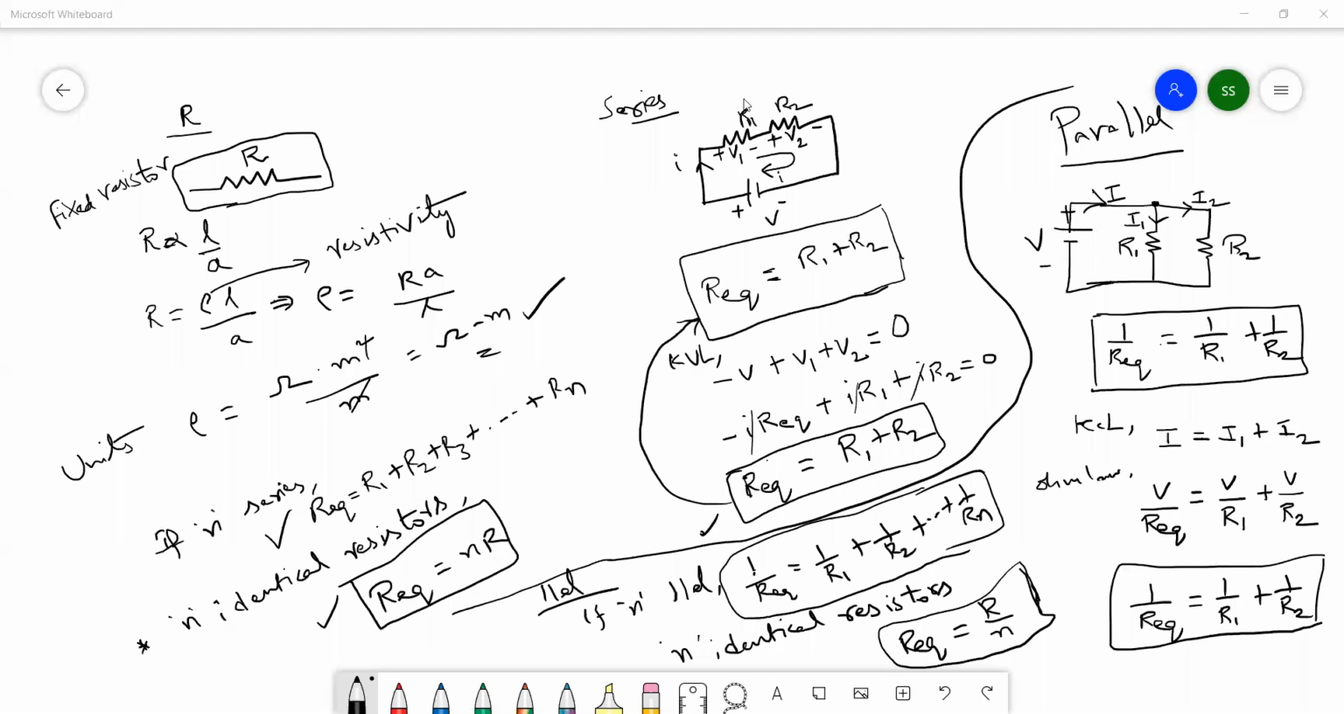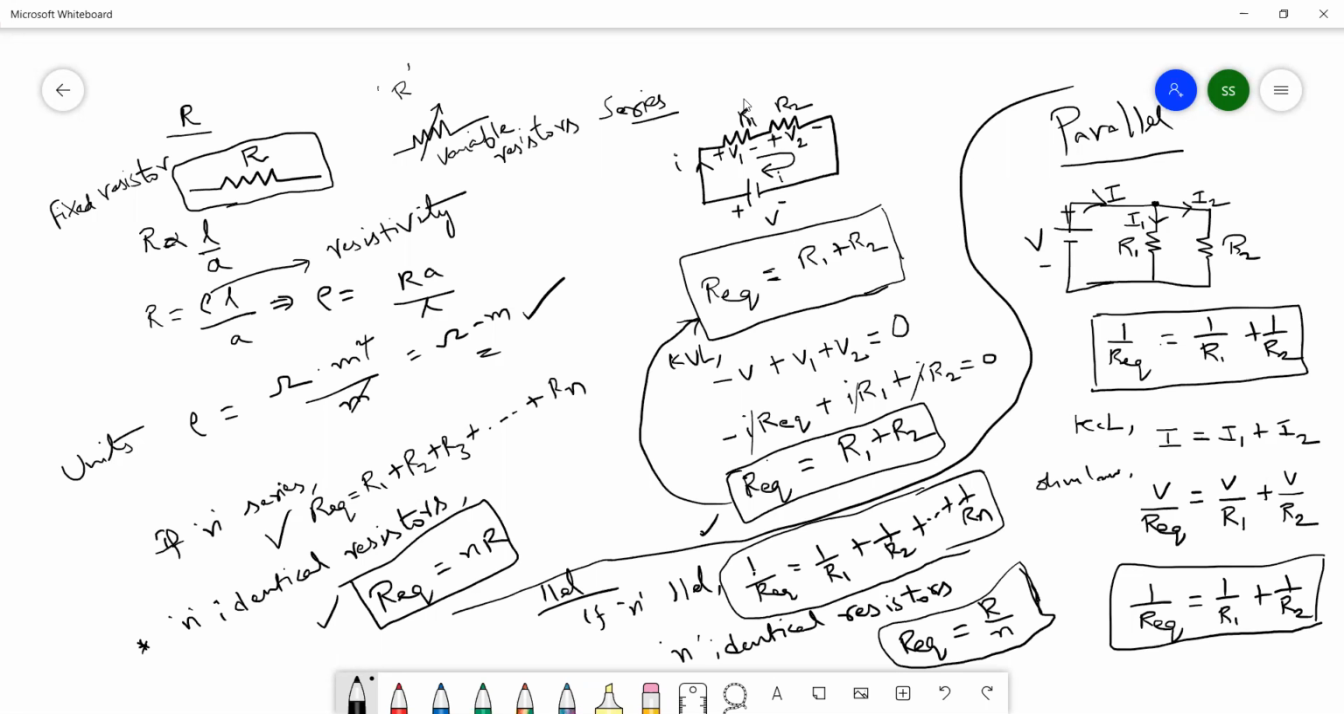Okay, try to understand. Now there is another component in the category of the resistor that will be given a symbol like this. The representation of the letter will be R itself. So this arrow mark indicates that you can vary it. That is called a variable resistor. These kinds are called variable resistors.